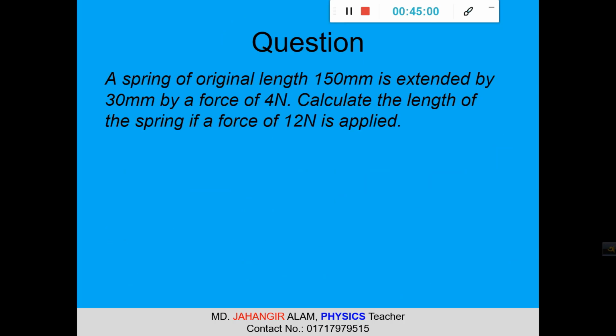Now there is a mathematical question. A spring of original length 150 millimeter is extended by 30 millimeter by a force of 4 Newton. Calculate the length of the spring if a force of 12 Newton is applied.